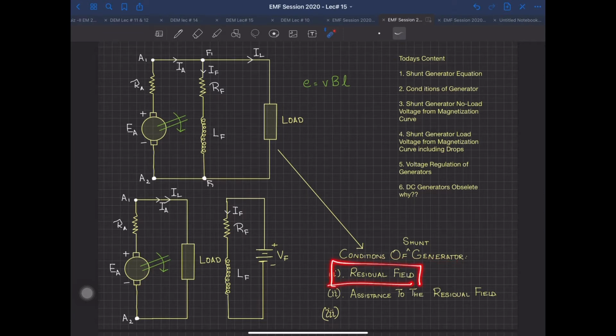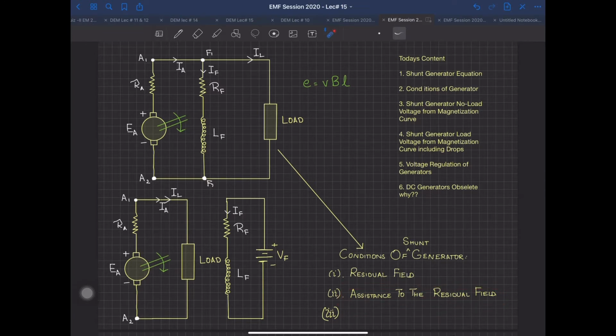Now this condition of residual field is not required for a separately excited generator, for obvious reasons, because for field winding F1, F2, you have a separate supply. But again, if this supply is not available, then certainly you need to hook up a shunt generator over here. The second condition, as you can see written over here, is the assistance to the residual field.